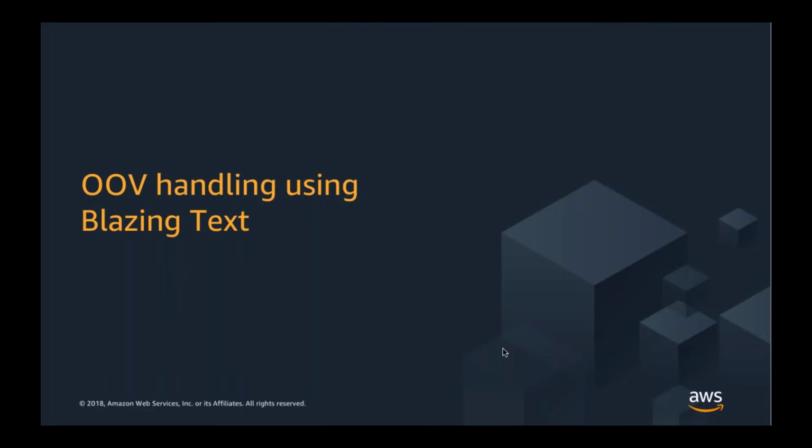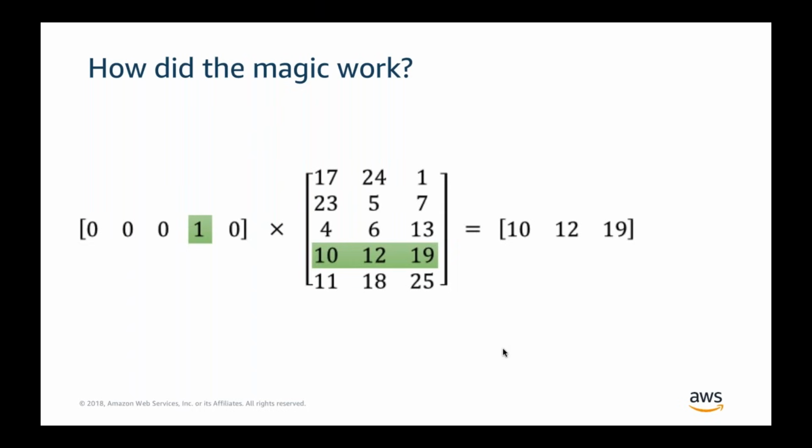All right, so that is word2vec, and that's the core of BlazingText. So we now saw the foundations of the BlazingText algorithm.